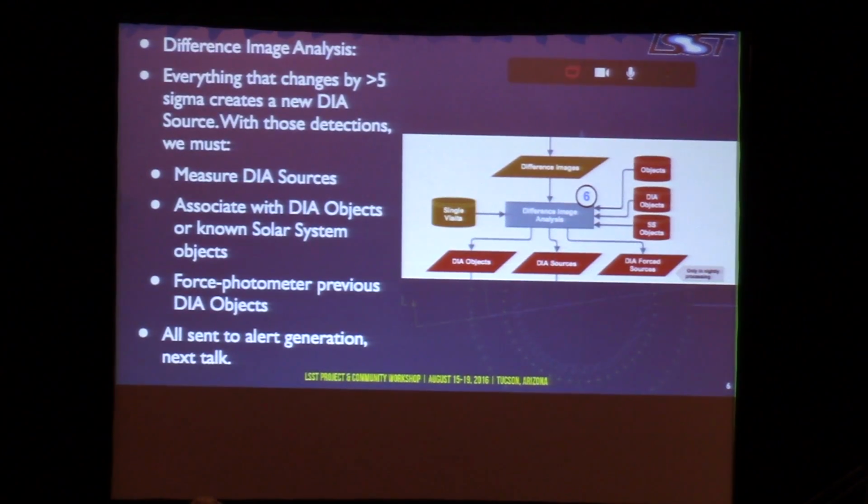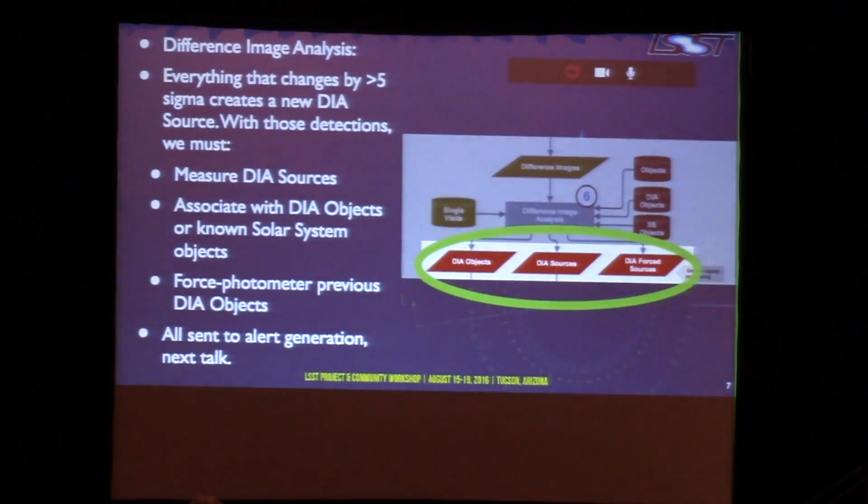And so the takeaway from this part of the talk is really that this set of data products at the bottom here, DIA objects, DIA sources, and DIA force sources, are really what you want to be thinking about when you're thinking, how do I do my science with level 1 outputs? This is what is delivered to the user. So that's what we think about a lot.